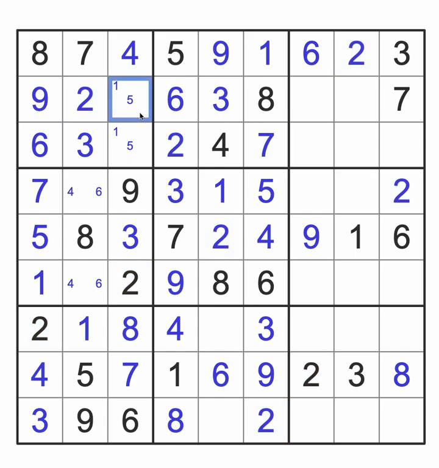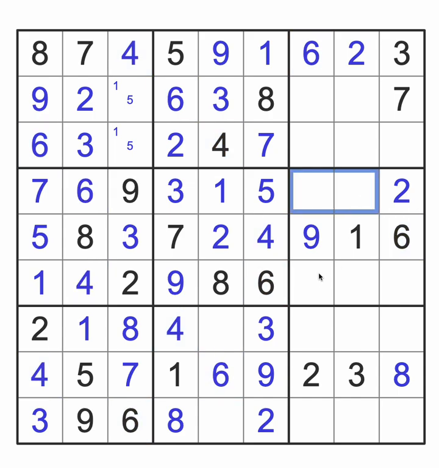These are 1, 4, 5. And these are 1, 5, 8, 9. These are 5 and 7. 1, 4, 5, 9. 1, 9. 4, 6, 8. Well, 6 blocks this cell. Gives me 4, and this is 6.